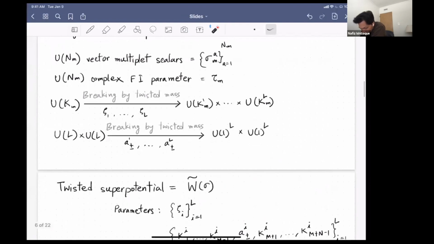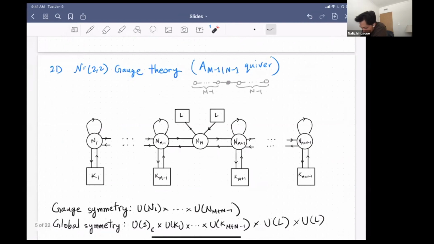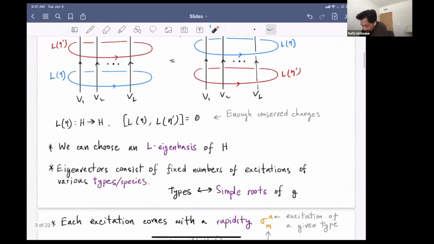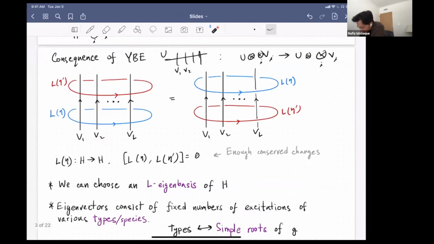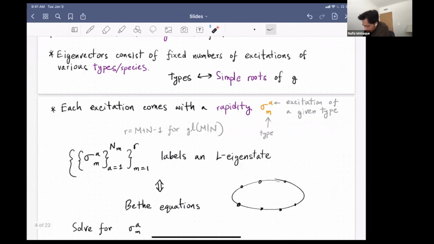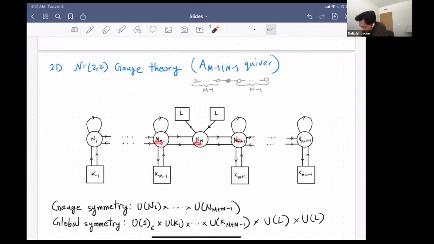Then, on the gauge theory side, I also had Ni, which are the ranks of the gauge groups. They do not appear in the definition of the spin system, but as I was saying, each eigenstate is labeled by a fixed number of excitations of different types. So here I have the number of excitations of a given type, M. And these correspond to the ranks of the gauge groups.